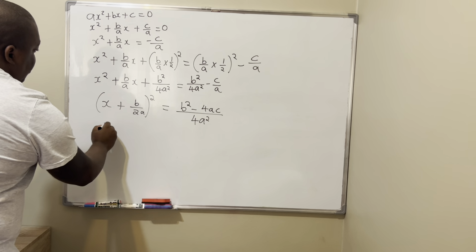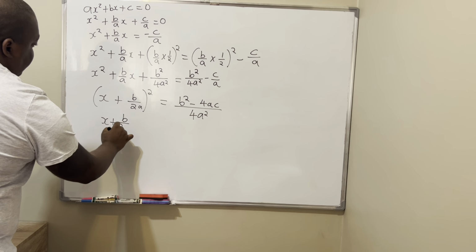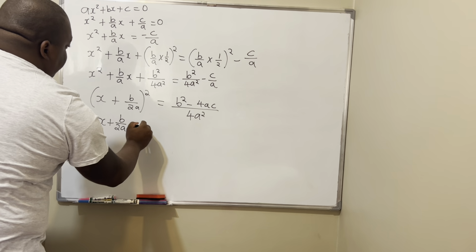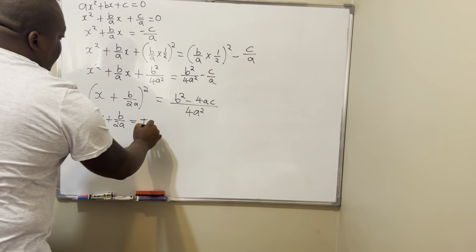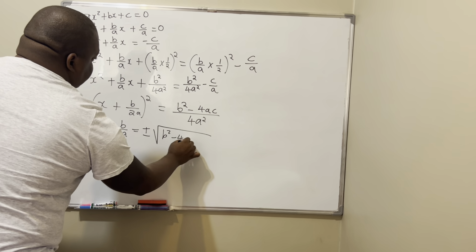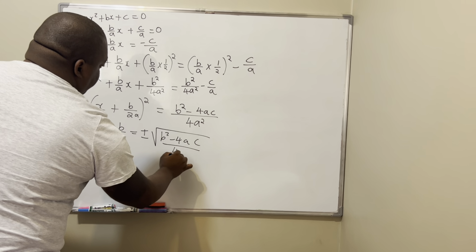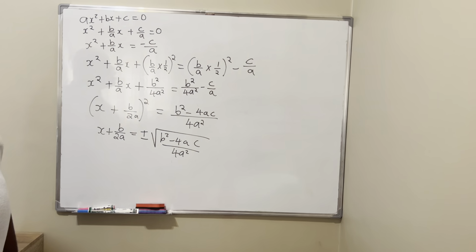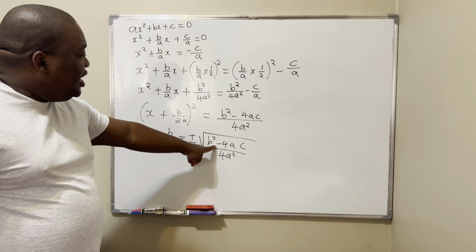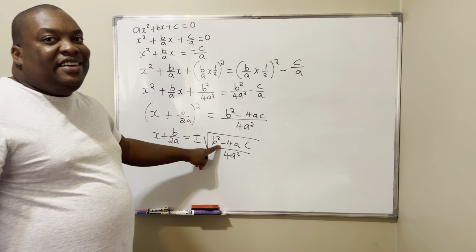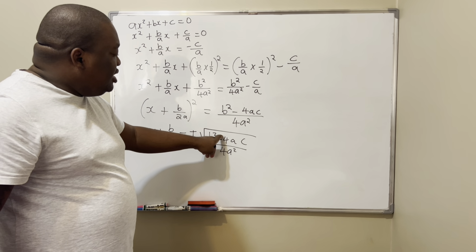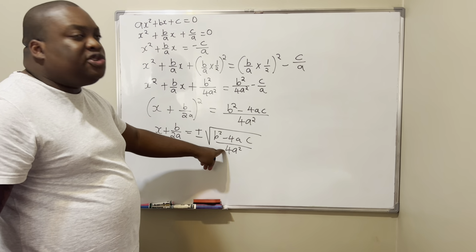Now we need to get rid of this square root. When we take the square root on both sides, we'll have x plus b over 2a equals plus or minus the square root of b squared minus 4ac over 4a squared. Now you understand that from the law of surds, if you have a fraction under the same square root, then you can put the numerator and the denominator each under its own square root.